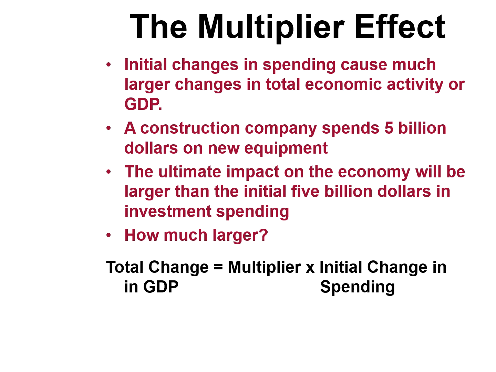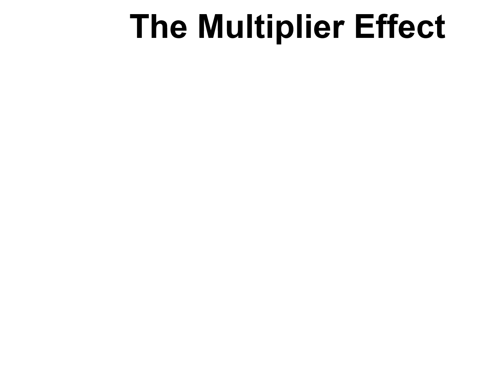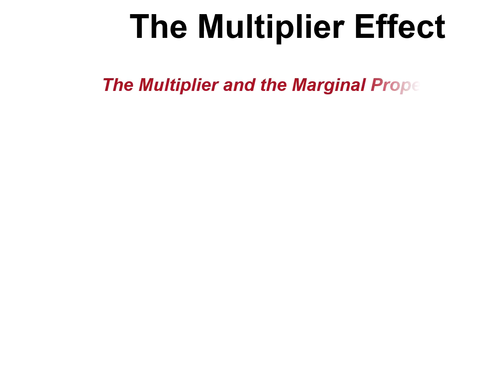Now, we just introduced marginal propensity to consume and marginal propensity to save. The size of the marginal propensity to consume, and of course by default the marginal propensity to save, is going to determine the strength of the multiplier. In the previous slide we introduced the macroeconomic concept of the multiplier. Initial changes in spending ultimately have a much larger impact on total change in GDP.